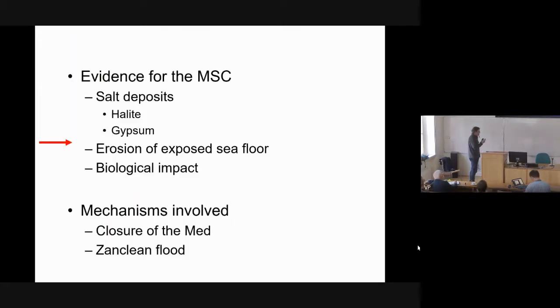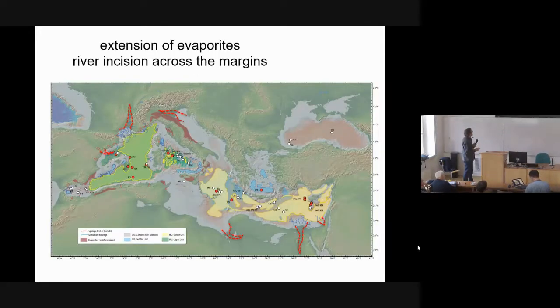Okay, that's about evidence for recording the Messinian Salinity Crisis. I will now continue to two more types of evidence: erosion and biological impact. And then I will move into what are the mechanisms that are responsible for all this.